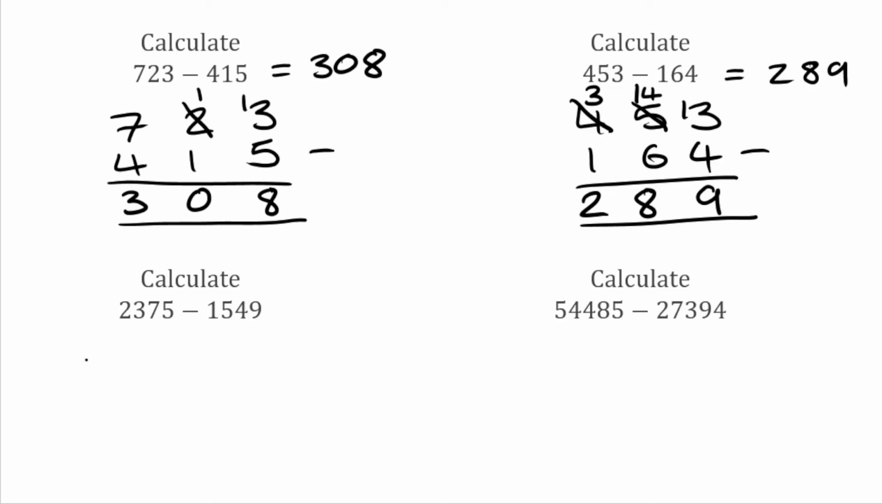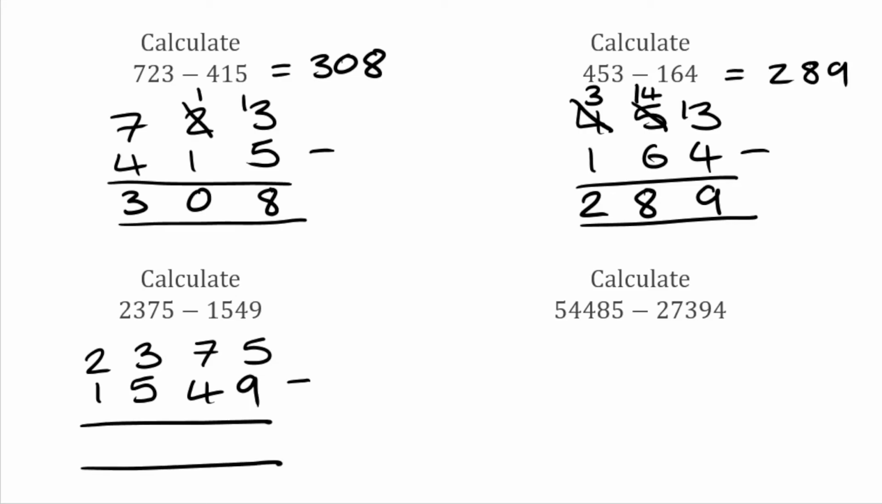Okay, this next question, we've got 2,375 take away 1,549. Okay, so starting from the right, we've got 5 take away 9. That'd give us a negative, so I'm going to borrow 1 from this 7. So the 7 would become a 6. I've now got 15 take away 9, which is 6. We then do 6 take away 4, which is 2.